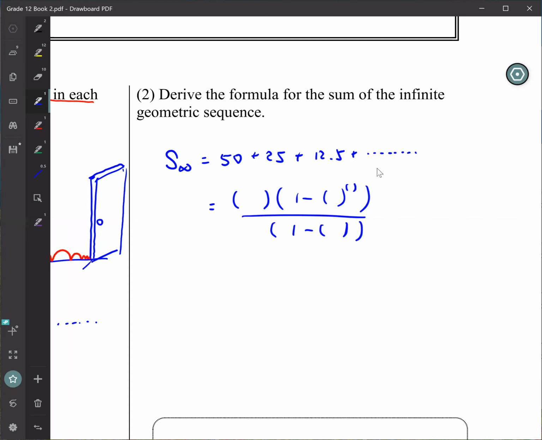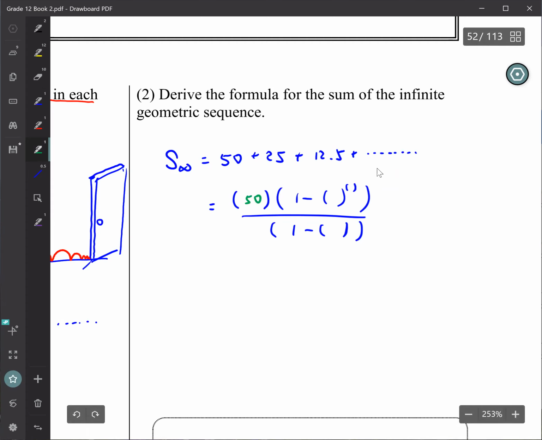You will see that one of the blanks you don't know what to put in. Which one don't we know? Which one can I not put in? The exponent. Yes, the exponent, because the exponent is supposed to be the total number of terms. But this one goes on forever. We don't know how many there are, so we'll just fill in everything else.